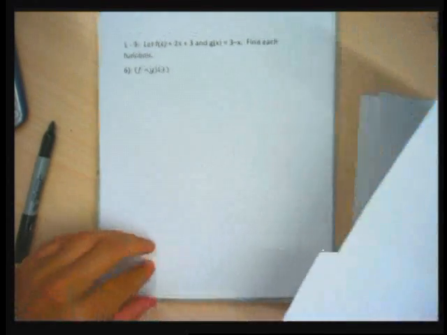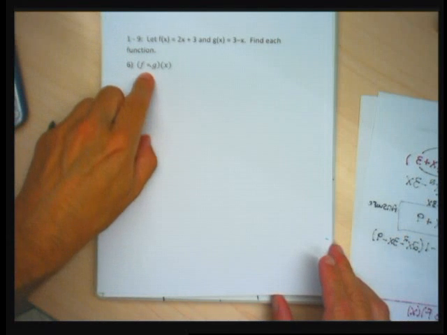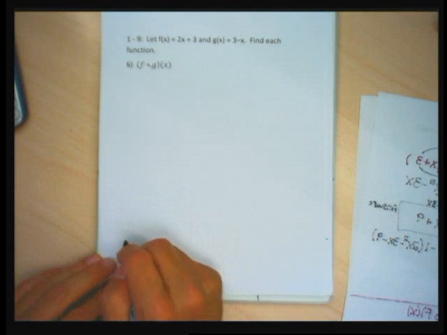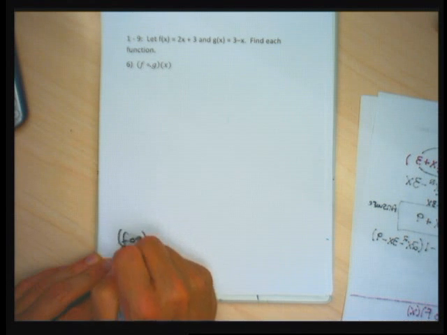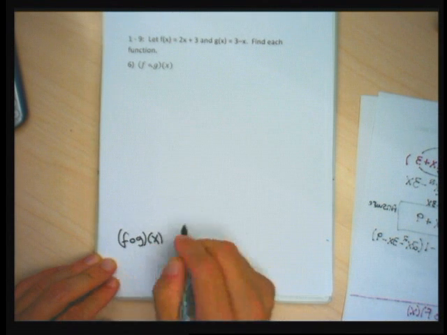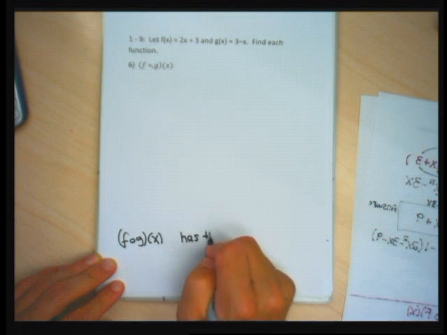Problem 6 is the composition of functions. F composed with g of x. It has the same meaning for what it's worth. Some texts will not use this composition symbol. It has the same meaning. And I don't know that this is any better.